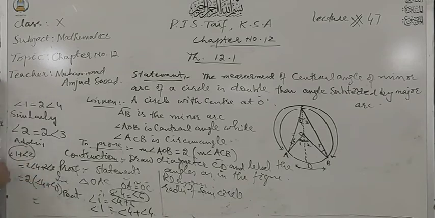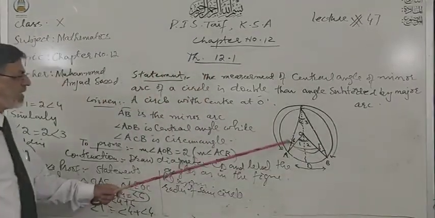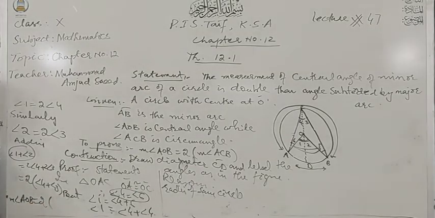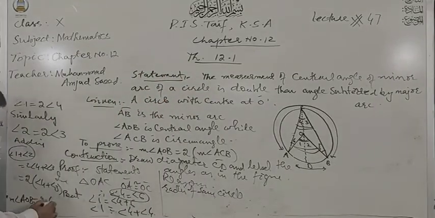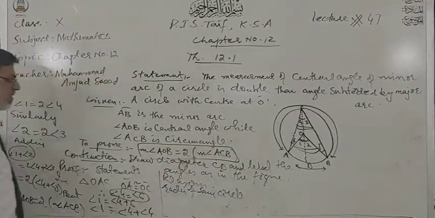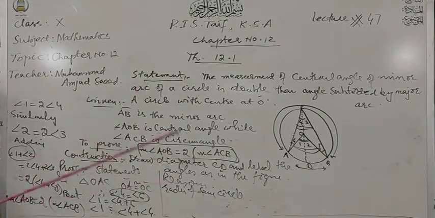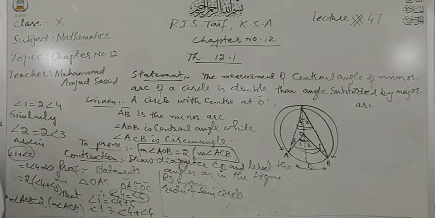Dear students, what is angle 1 plus angle 2? It is angle AOB. And angle 4 plus angle 3 is angle ACB. What was to prove? Angle AOB is equal to 2 into angle ACB. So that was the theorem of chapter number 12, theorem number 1.